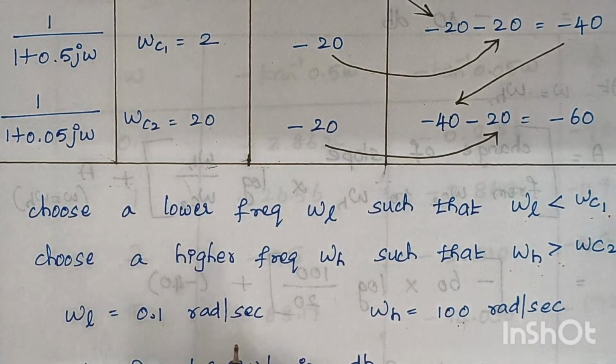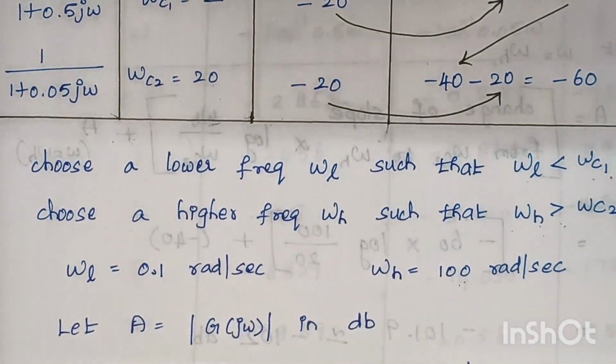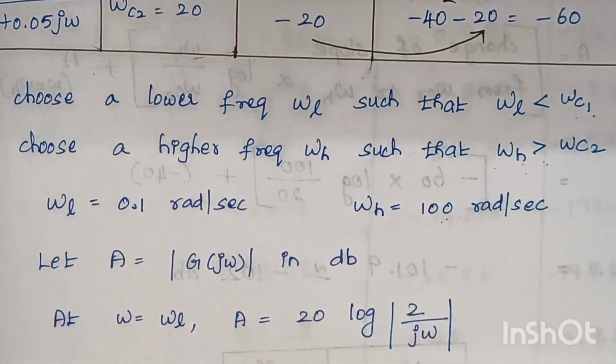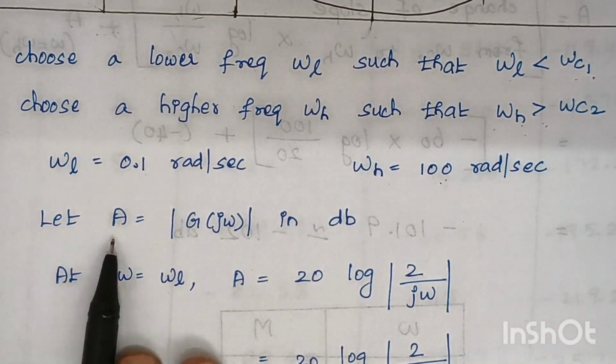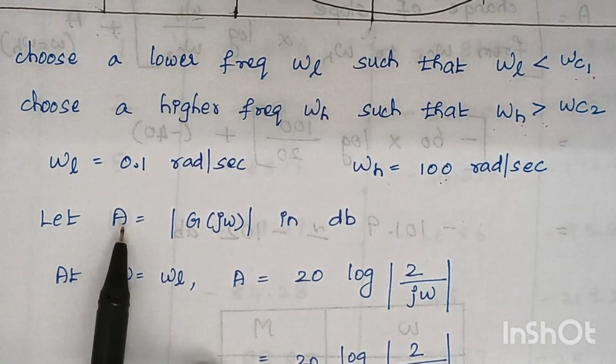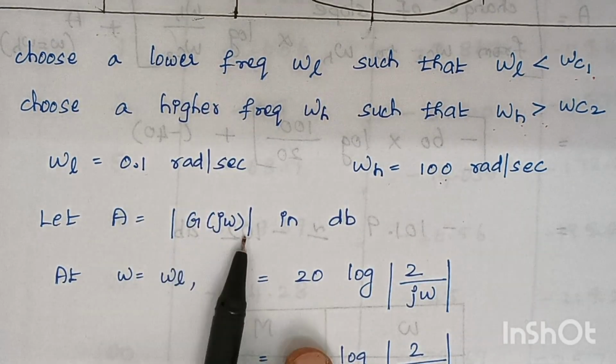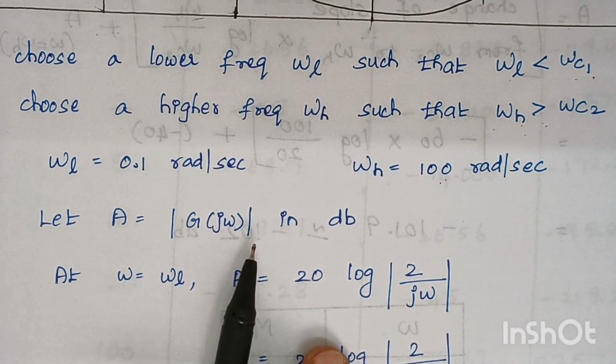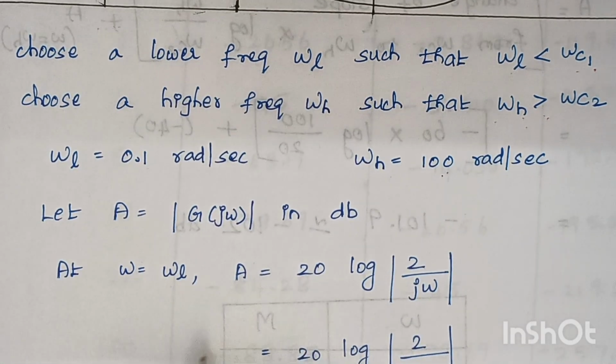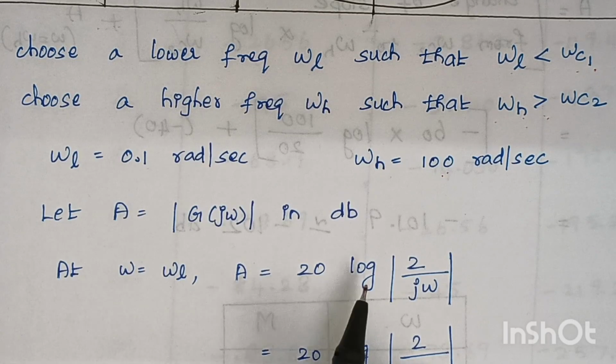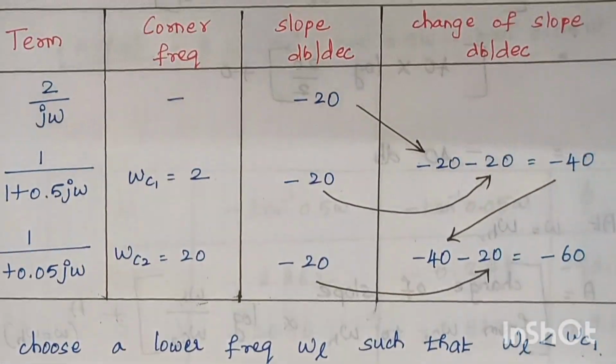Okay, everything is right. The next thing is we are going to find the value of magnitude for all these 4 values of frequencies. Here A is nothing but magnitude, given by mod of G of j omega in dB. We are calculating the magnitude in decibels, right? First at omega equal to omega L, and for omega C1, we have to find the value of magnitude using the constant and individual omega terms. Since we need it in dB, we are including 20 log.